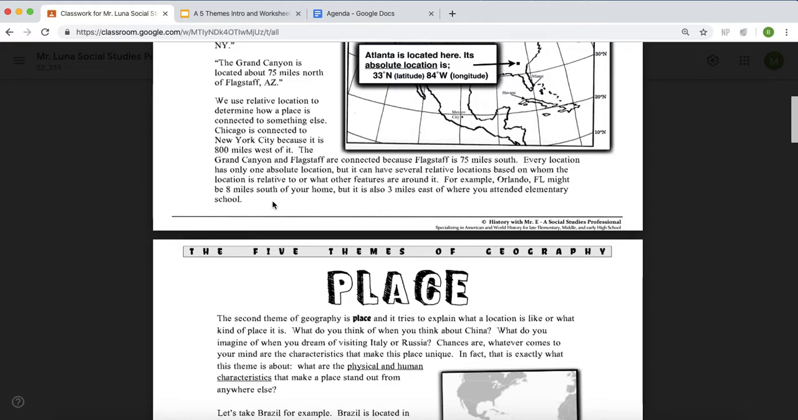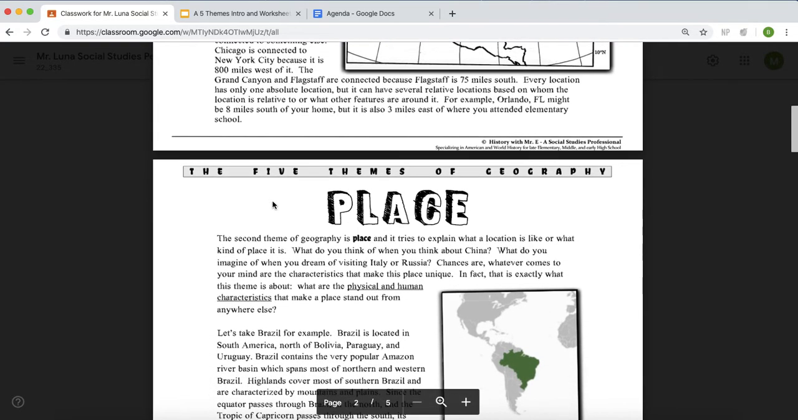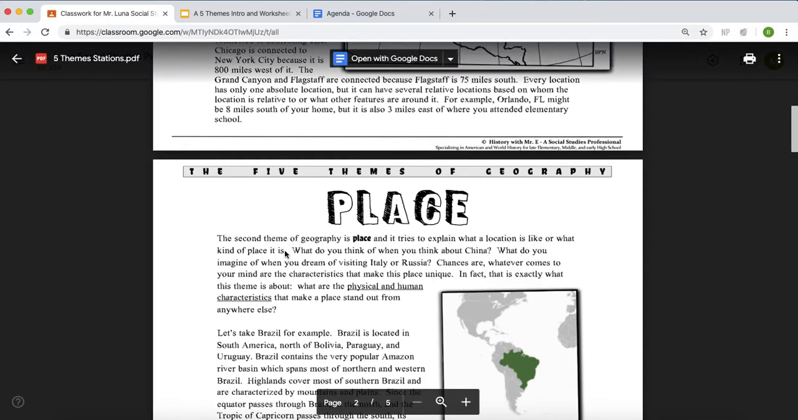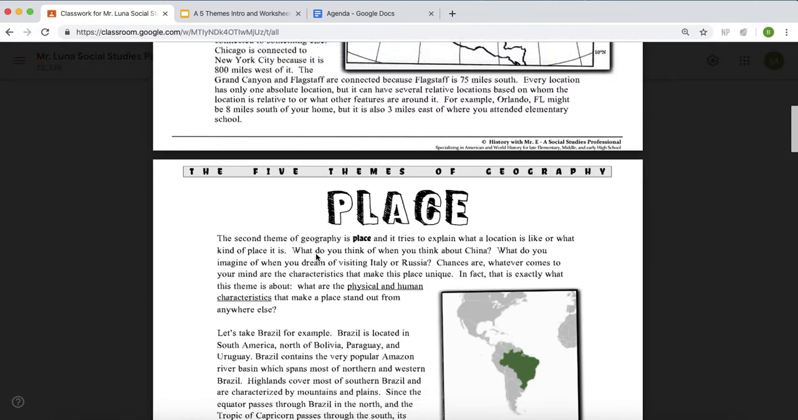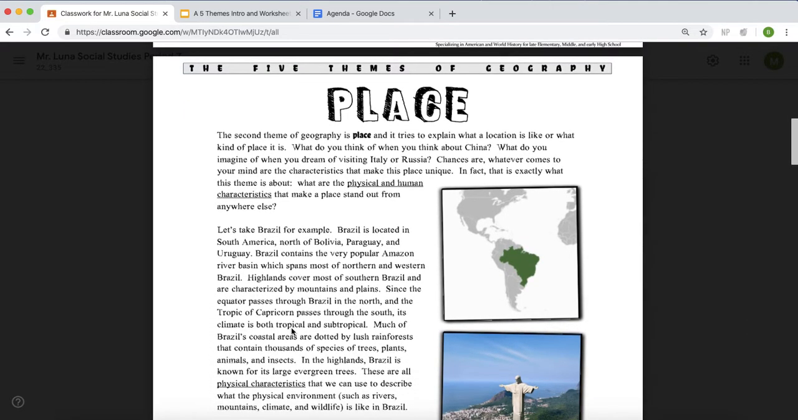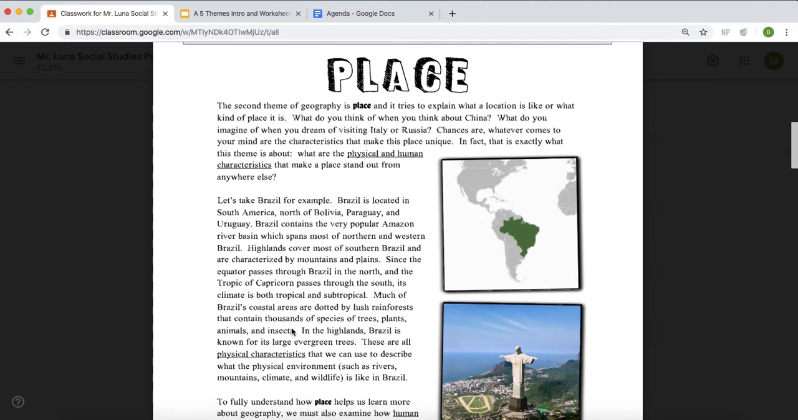Now for place, the place is the second theme of geography, and it tries to explain what a location is like or what kind of place it is. Okay, so they are talking specifically about characteristics. You gotta basically explain what a place is, and the way you could do that is by using physical characteristics and human characteristics. Okay, so physical characteristics, it's just the definition of physical. So whatever you could possibly see there.